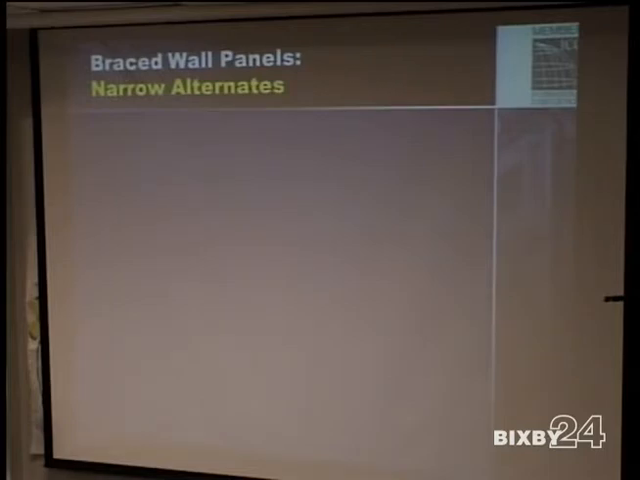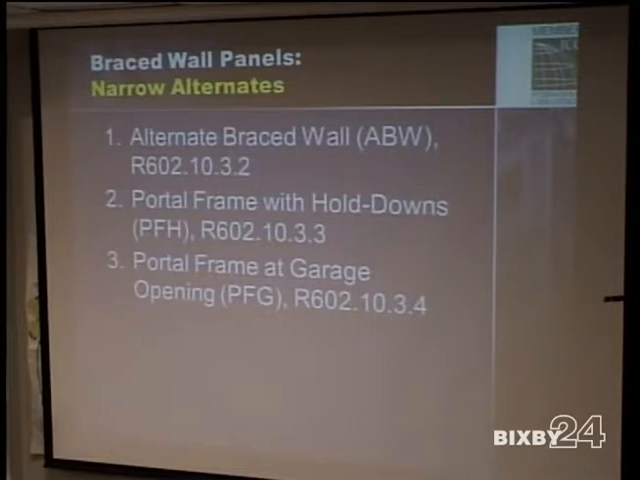So now it's, okay, what if I don't have the minimum 24 inches or whatever is required by that cheat sheet there? What if I don't have that much wall space? How narrow can I get? So now we're going to talk about some alternate narrow methods. First one is the ABW alternate braced wall, and then portal frame with hold downs and portal frame at garage. You've got a sheet in here, this one here, our literature, Simpson's literature, this one here.